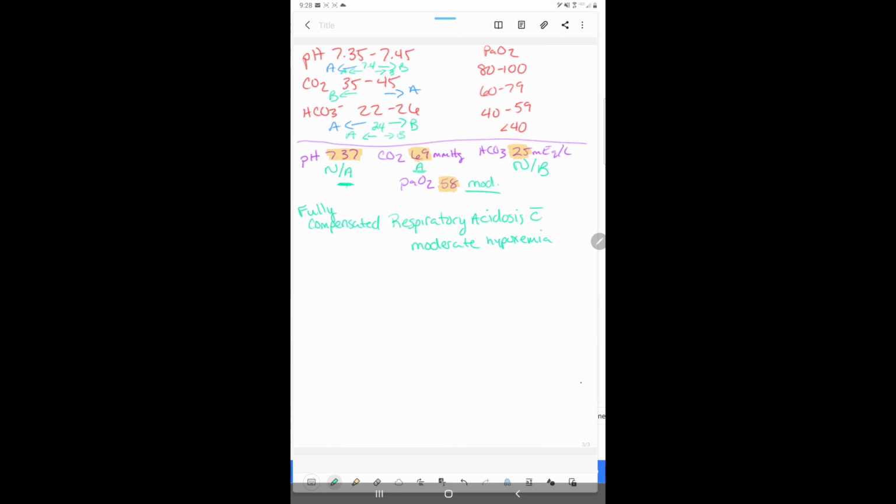Okay. Now, what's funny about this is their CO2 is high, but they're fully compensated. And you may think they need help with their oxygenation. But this patient right here is a classic patient that you will see. This is a COPD patient. They're retainers of CO2, but their bodies are used to it, so that's why their pH is always going to be found to be normal.